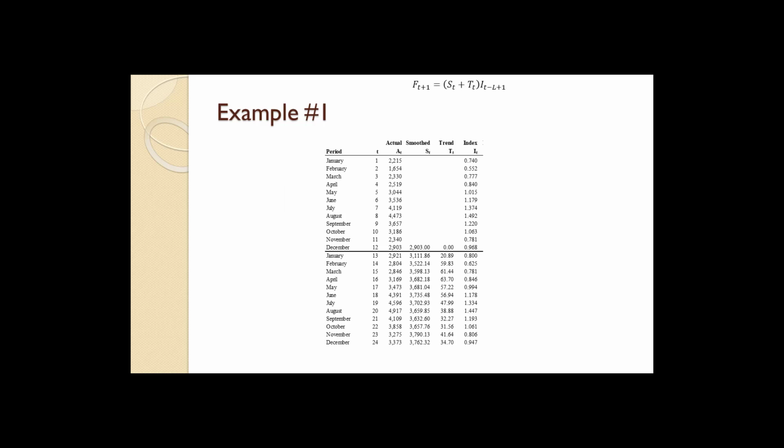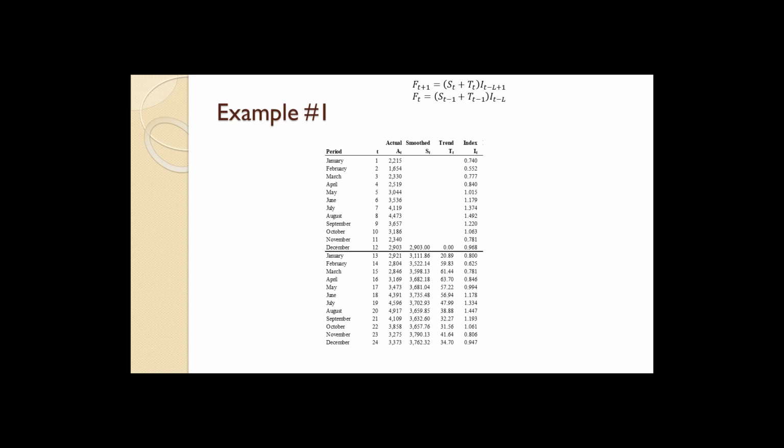The forecast formula is the forecast for time period t plus 1 equals S sub t plus T sub t, all times I sub t minus L plus 1. That is, the seasonal index for the same period last year. Stated another way, the forecast for the next period equals the smooth value for this period plus the trend value for this period, all times the seasonal index for the same period last year.